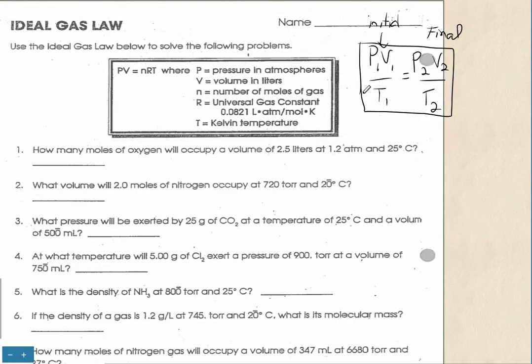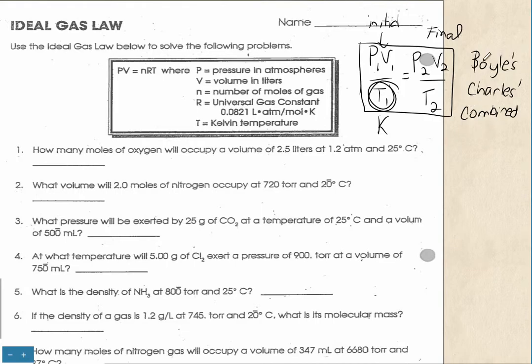So we know that temperature must be in kelvins, and that's when we add 273 to the Celsius reading. So that's how you do Boyle's, Charles's, and combined gas laws. If you haven't finished those worksheets, please try to finish them today.